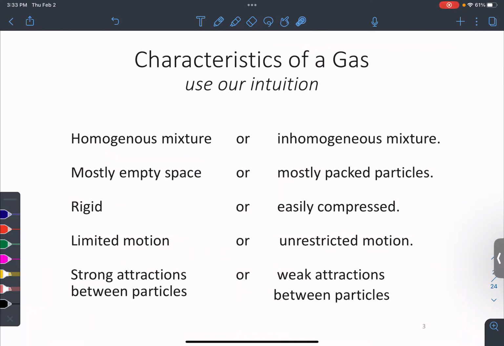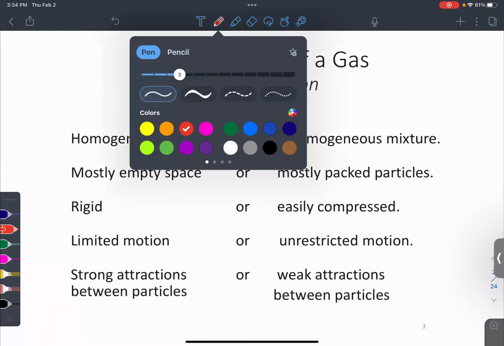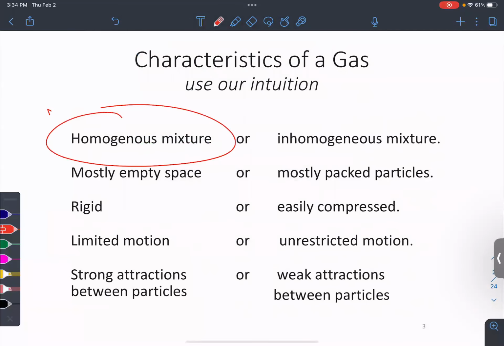Okay, think of a gas. What gas are you thinking about? Air. Okay, good, that's a good gas. All right, is that a homogeneous or heterogeneous mixture? What do we think? Homogeneous, very good. Okay. All right, is a gas sample mostly empty space or packed particles?